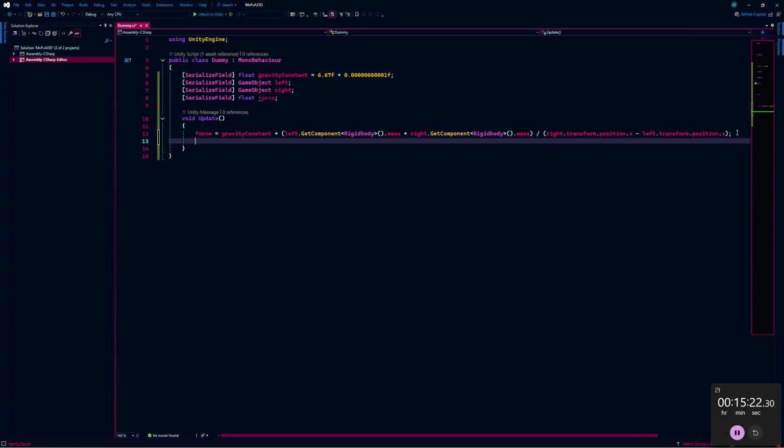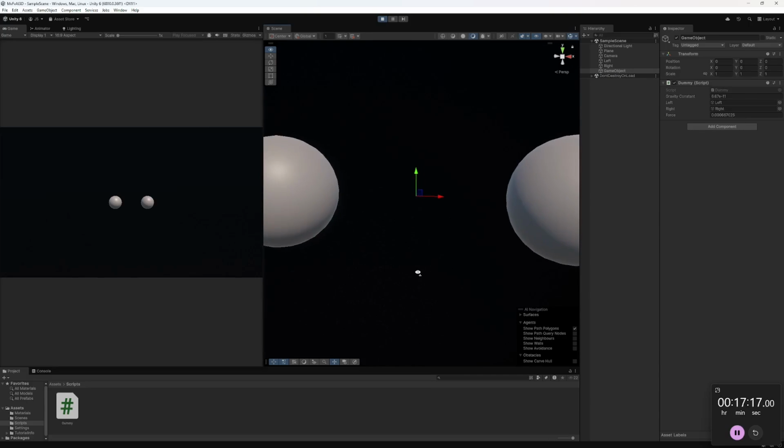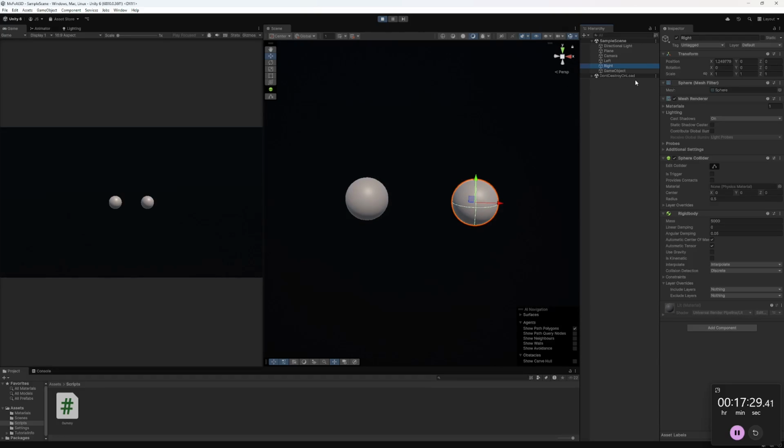Let's apply that force to each one. So left needs positive force, right will need negative force. Let's see if I can notice them attracting to each other. Oh, look at that. I think it's going up because they are technically getting closer to each other. Hey, I think I actually did it. I got them to, very slowly at least, attract to each other naturally because they have gravity, sort of. Cool. All right, I'm going to consider that a win.